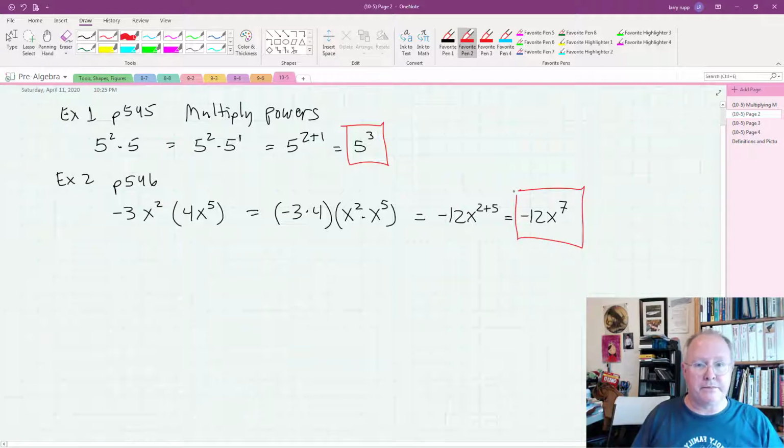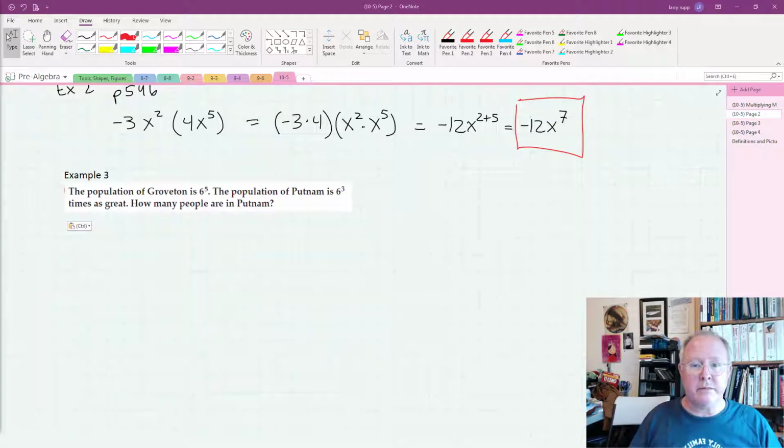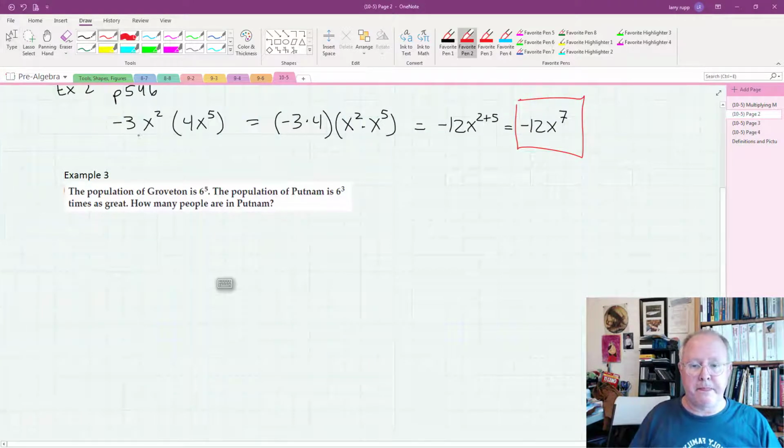We're going to do another example, example 3. I put the problem text up here because it's difficult to follow along in a word problem without having the words of the problem. You get lost in it. So here it says the population of Groveton is 6 to the 5th power.